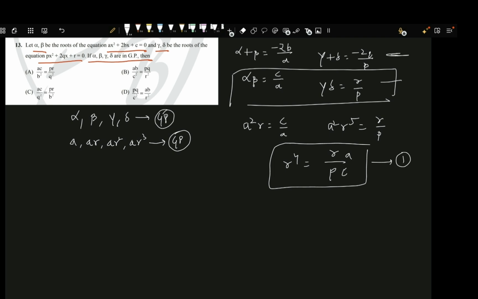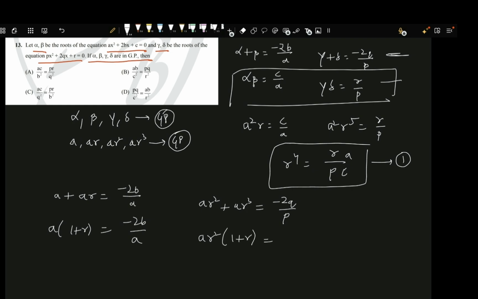Let's use these two now. Summation. So alpha is A, beta is AR, equal to minus 2b upon a. Gamma is AR square plus AR cube is minus 2q upon p. Let's take A common from this. This is 1 plus r is equal to minus 2b upon a. Let's take A r square common from these. 1 plus r is minus 2q upon p.